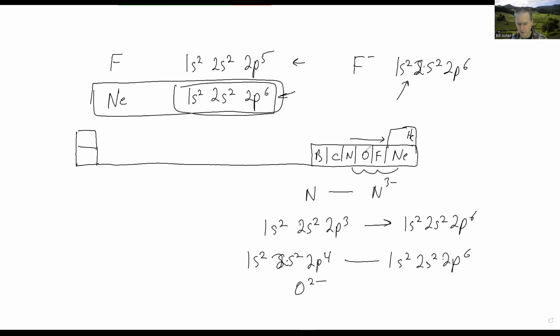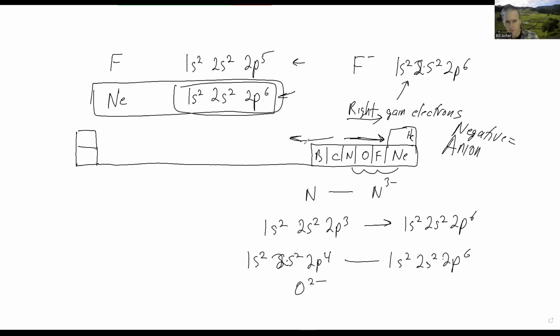And so things over to the right gain electrons, and they become negatively charged ions, and a negatively charged ion we call an anion. Okay, so negative is an anion. Carbon is sort of weird. It could go either way. It could gain 4 to become 4 minus, or it can lose 4 to become 4 plus. And we'll come back to that when we do covalent bonding and we start to look at Lewis structures and figuring out formal charges on carbon.